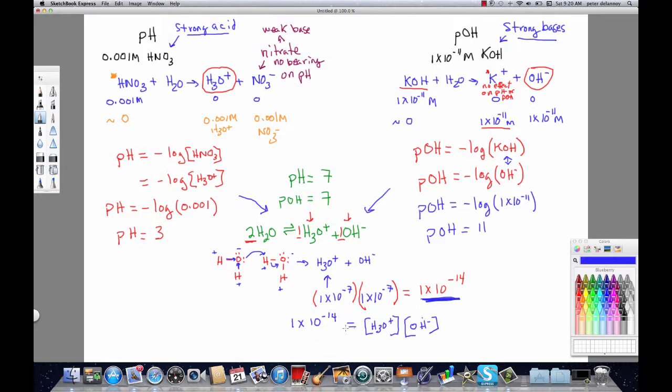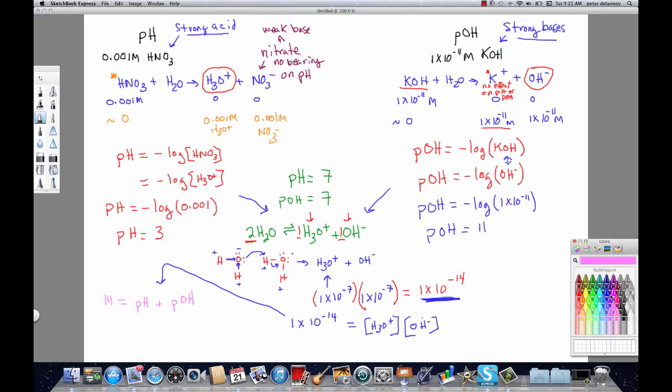Now, if we take the log of both sides of this, then we get a new relationship that I'm going to put over here. All right, and that relationship is going to look like this. It's going to say 14 is equal to the pH plus pOH.